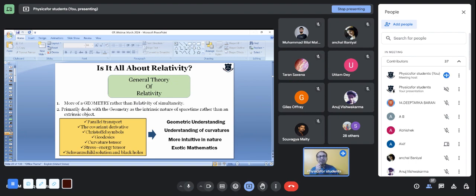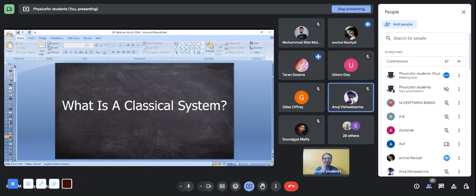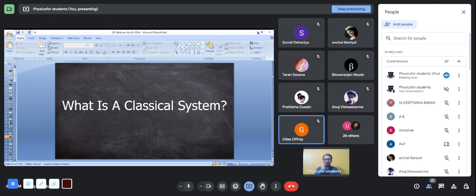So all of you till now, you got the point why general relativity is more geometric in nature, and why we need to understand more of geometry rather than the usual mathematics dealt with in special relativity. All of you clear? Can you all say yes? Yes, sir. Okay, fine.